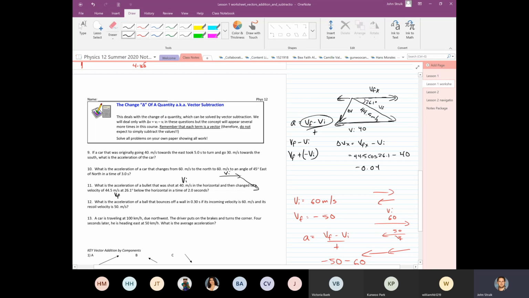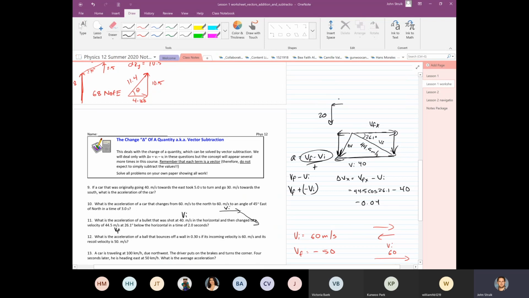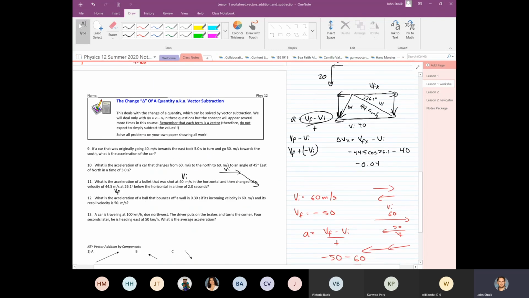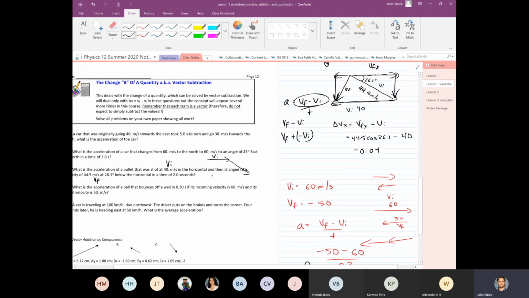And then the Y portion of the delta V is coming from the Y portion of the VF. So 44.5 sine 26.1 is 19.57. So your delta V is very little X and a whole lot of Y. And we'll just call it 20, I guess. And this is pretty much 0. So let's just call it 20 meters per second downwards is your delta V. And so then if you divide that by 2, you get 10 meters per second squared downwards.